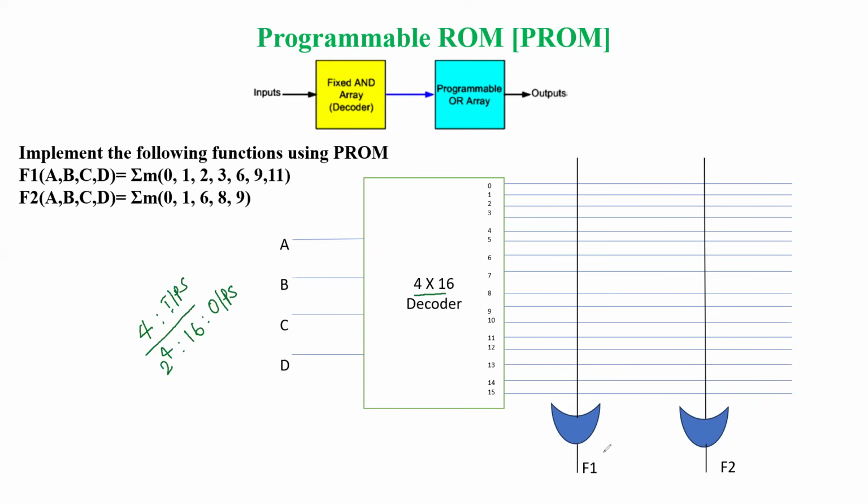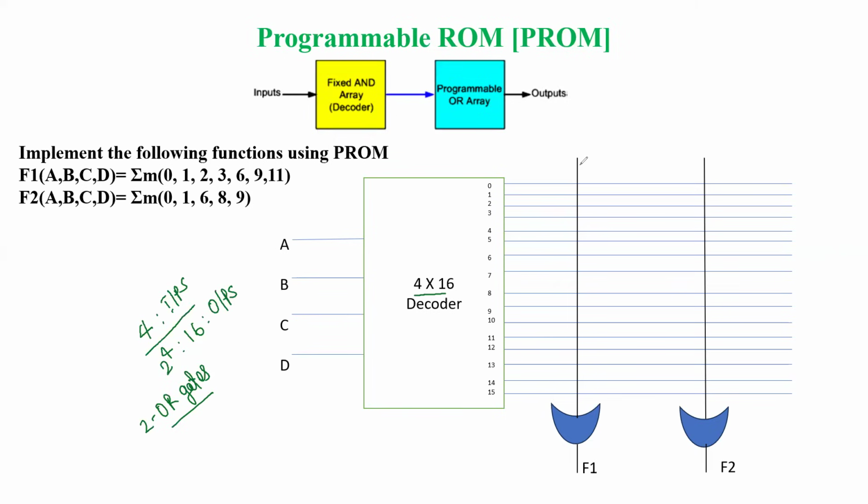Now again here we have to decide how many OR gates are required. However many Boolean functions there are, that will be the number of OR gates. So here I have chosen two functions, f1 and f2. So that's why we require 2 OR gates. So before design, we should decide what will be the size of the decoder and how many OR gates are required.